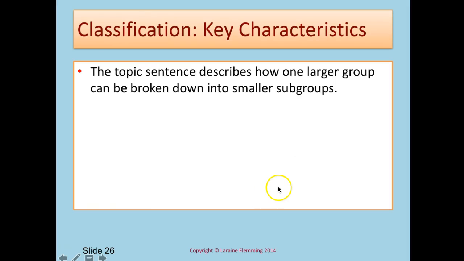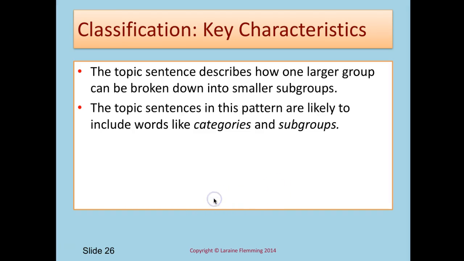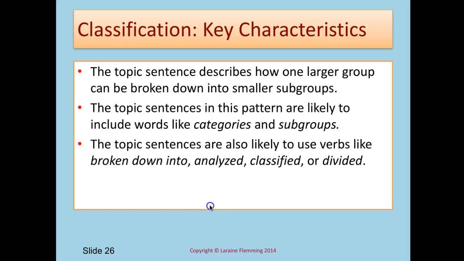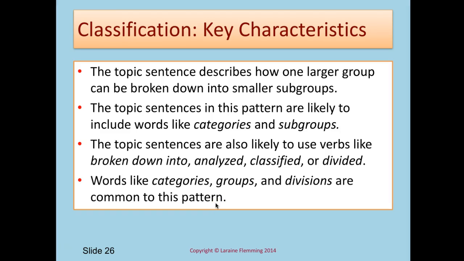Some of the key characteristics of the classification pattern is that the topic sentence describes how one big group can be broken down into smaller subgroups. The topic sentence in this pattern will be likely to include words like categories and subgroups, so watch out for those key phrases. Topic sentences are also likely to use verbs like broken down into, analyze, classified, divided. And words like categories, groups, and divisions will also be a common occurrence in this pattern.